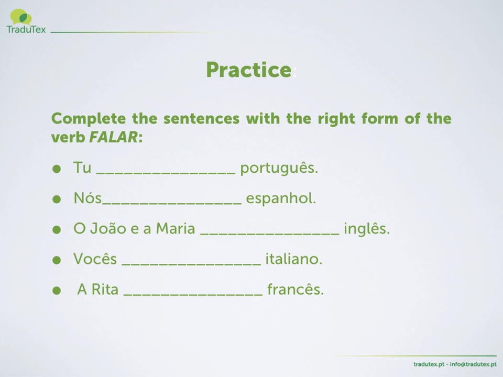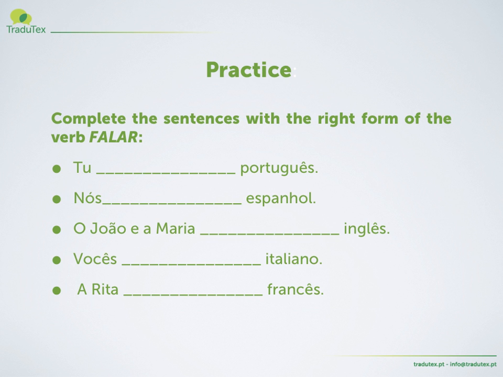So let's practice. Let's try to complete the sentences with the right form of the verb falar. So the first sentence we have tu and then português, which is Portuguese. Then we have nós and we have espanhol, meaning Spanish. O João e a Maria. So in this one, if I have to replace o João e a Maria with a pronoun, I will choose eles. And we have inglês, meaning English. So it's something like they speak English.